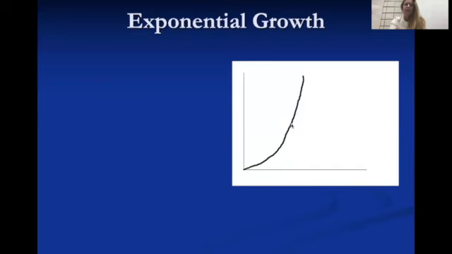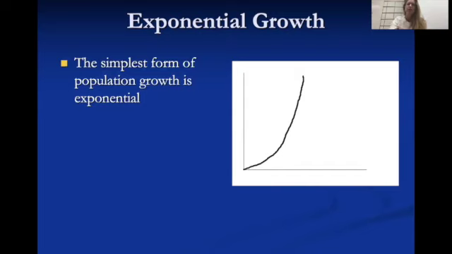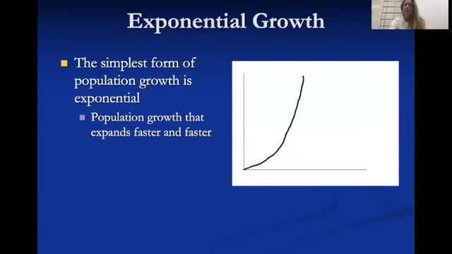So the first type of population growth is exponential growth. Exponential growth is you just keep doubling. So you start with 2 and you go to 4 to 8 to 16 to 32. Every time there's a new generation, it doubles the population of the old generation. So this is the simplest form of population growth. The population grows and expands faster and faster and faster. It kind of snowballs.